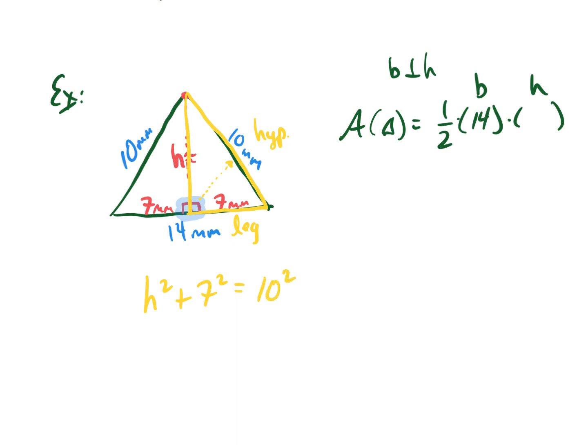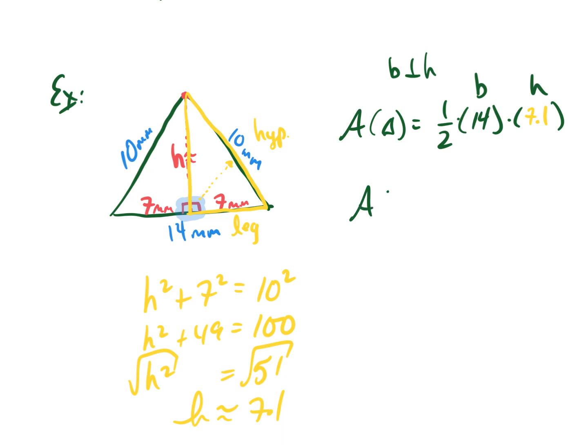And I picked the numbers that were the same so we could do this part quickly. What I mean is same as the previous problem. 7 squared is 49, 10 squared is 100. Move 49 to the other side by subtraction and take the square root. So h, just as we had in the previous problem, is going to be 7.1. So our height for the triangle is 7.1.